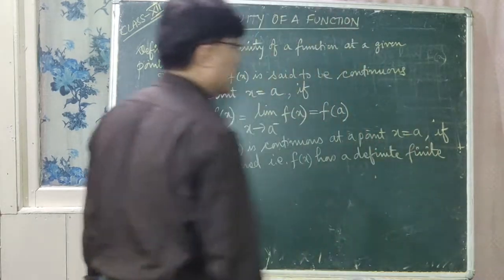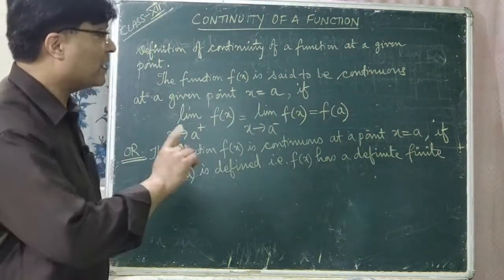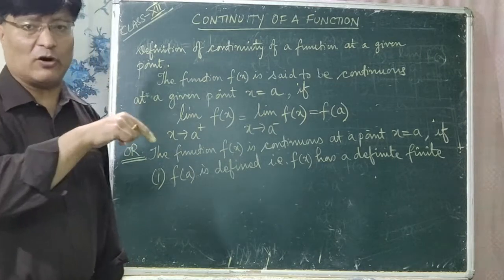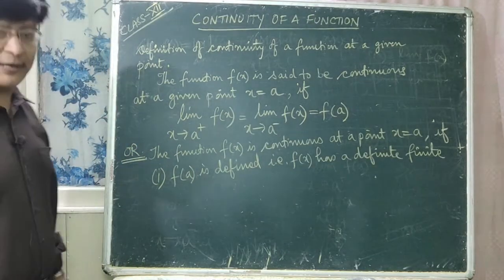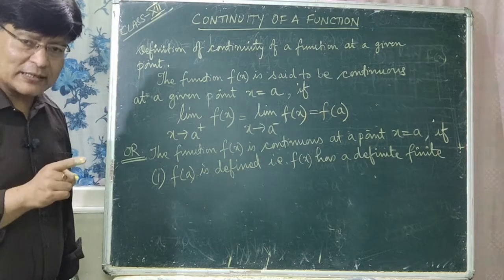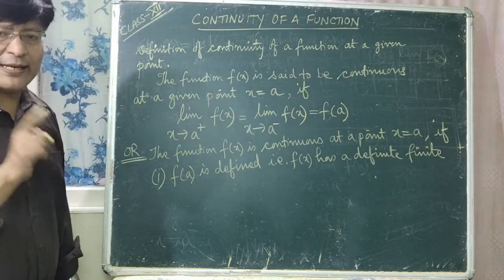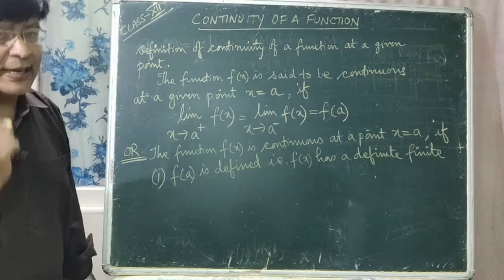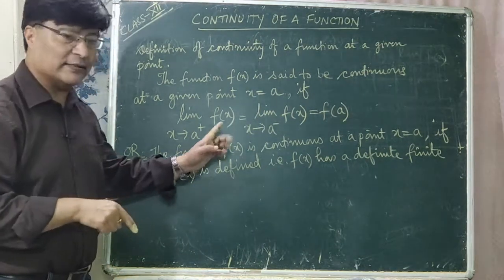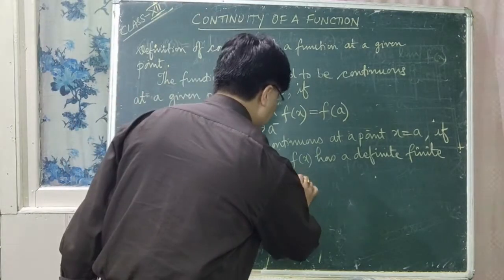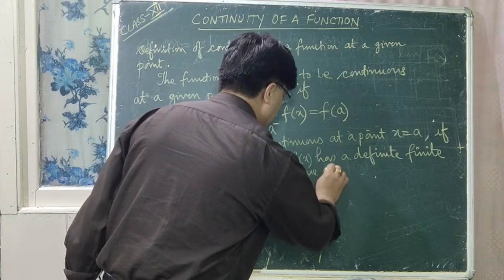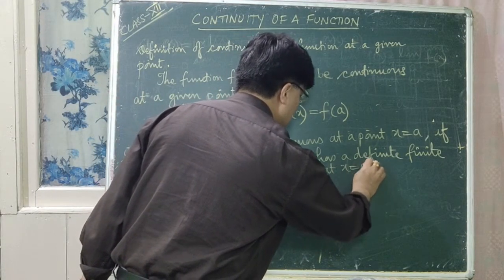Definite, finite, F-I-N-I-T-E. What do you mean by definite finite? That it should be defined always. It should not be undefined. That is, you have to get the value of the function f of x when x is exactly equal to a, and that f of a should be defined. That is, f of x has a definite finite value at x is equal to a.